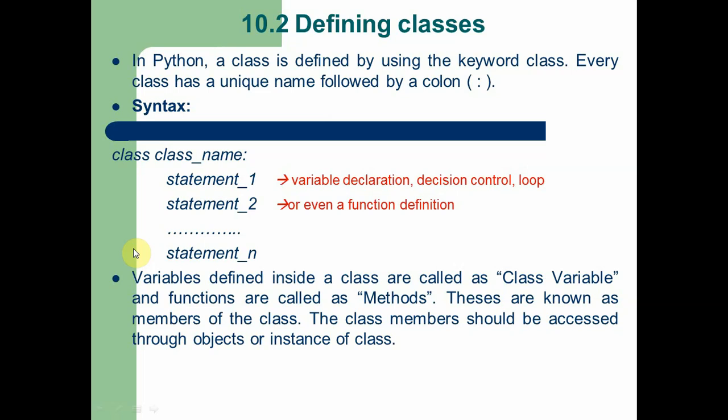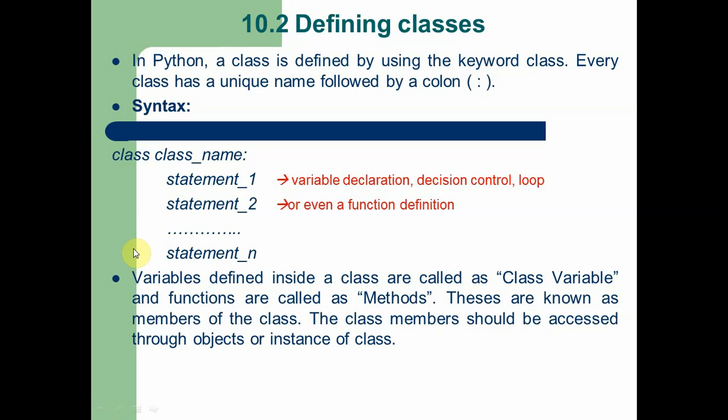So a class may contain variable names, and a class may contain control structures, that is if statement, if else statement, loops like for loop and while loop. A class may contain functions also. That function may be user defined or built in. But the terms used for the variables and the functions you create within the class are different. The variables defined inside the class are called class variables, whereas functions declared inside the class are called methods.